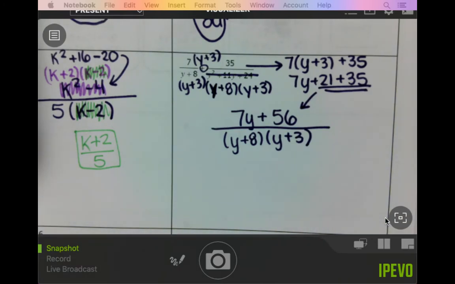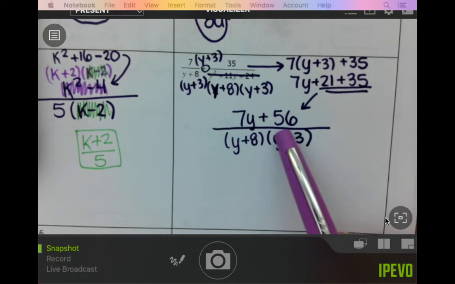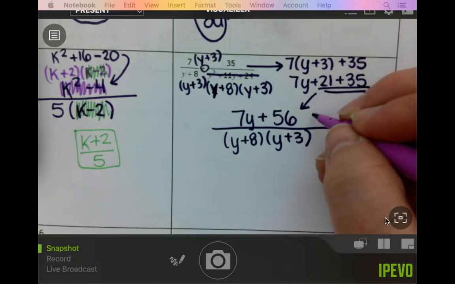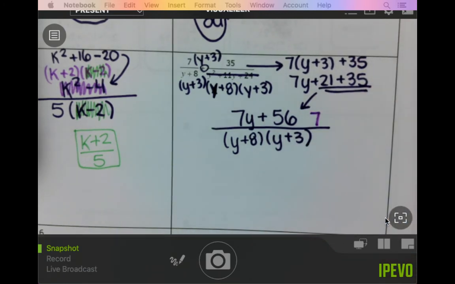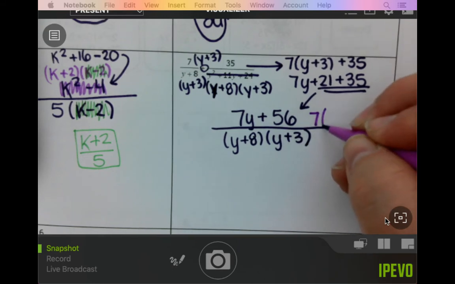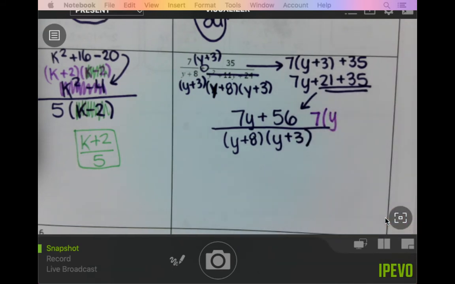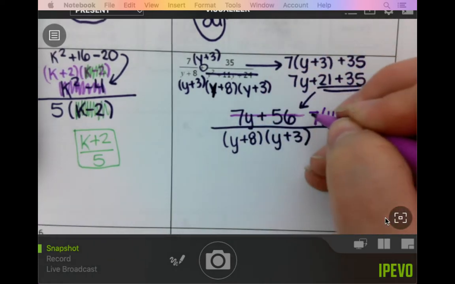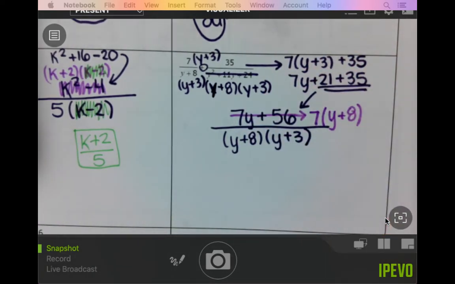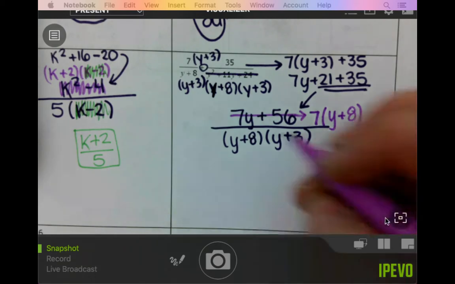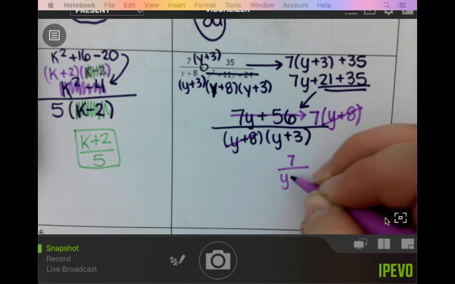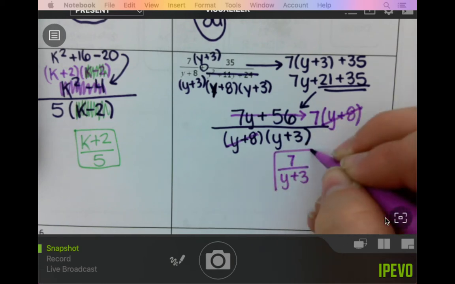And now we have our fraction, we just have to simplify. These numbers are pretty big, which means there's probably something we can divide them both by. We can actually divide them both by 7. 7y divided by 7 is just y. And 56 divided by 7 is 8. So then you can cross off your y plus 8s. Boom, boom. And there you have it.